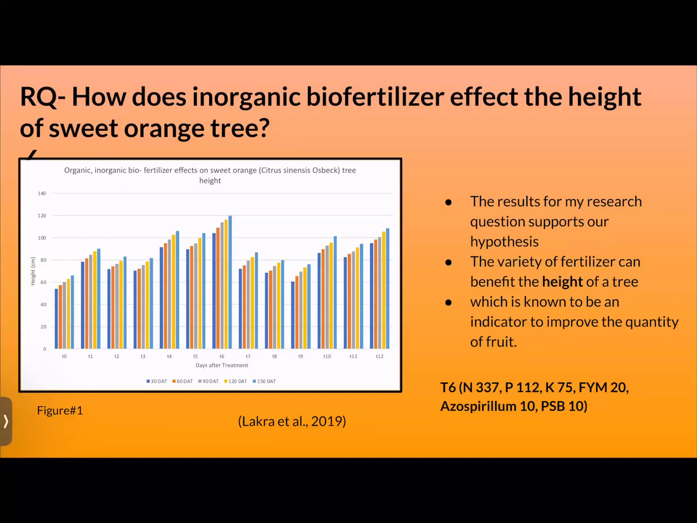Then this is our research question in our study. We focused on the increase in height of the tree based on the amount of fertilizer. As you can see in figure 1, the x-axis represents height and the y-axis represents treatments. Each treatment resembles a 150-day treatment. As you can see, T6 has the highest success rate, which supports our hypothesis that variety of fertilizers will improve height, in other words, vegetative growth.